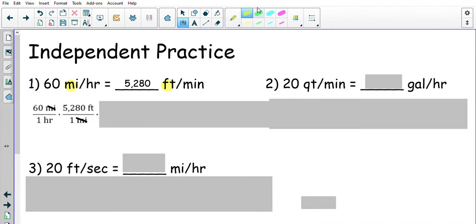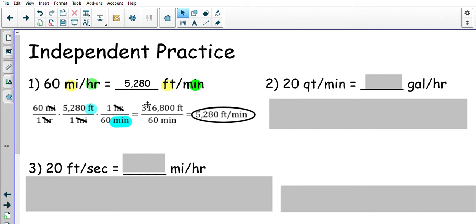We also need to convert hours to minutes. And of course, there are 60 minutes in an hour. So I need to have 1 hour on the top and 60 minutes on the bottom. So we'll cross these out. Notice how we are left with feet per minute, which is exactly what I want. Take 60 times 5,280. This will get you 316,800 feet on the top, 60 minutes on the bottom. Divide to get your solution, and you will get 5,280 feet per minute.